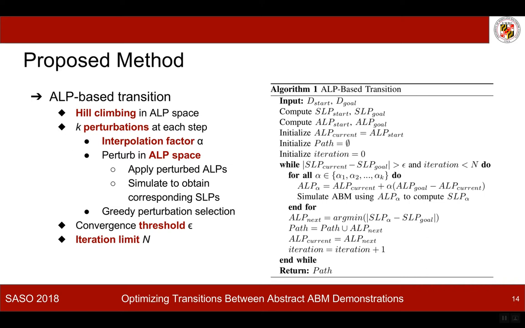We would then simulate all of the resultant images, calculate their new SLPs, then find the argument which was the closest to our goal, add that to the path, set that to our current agent level parameter, and then repeat until convergence.